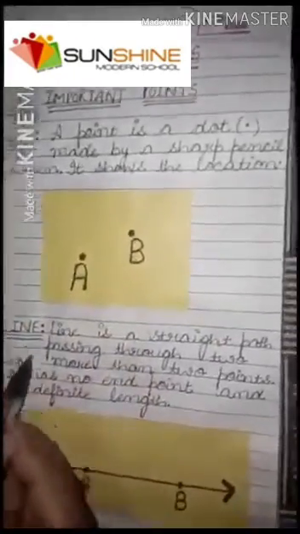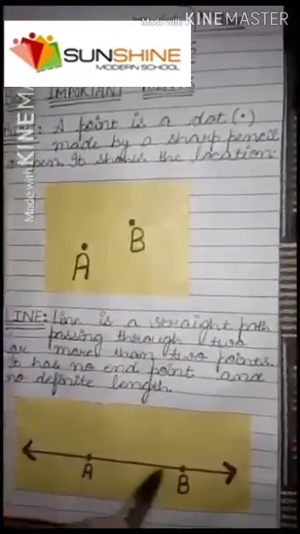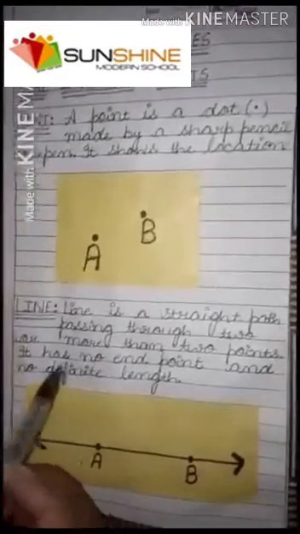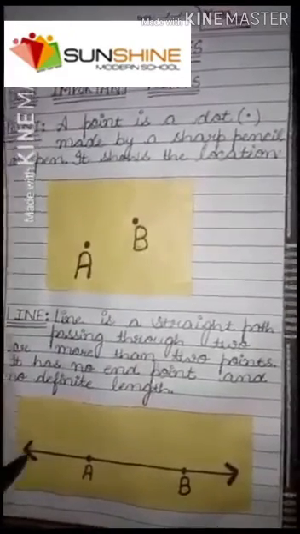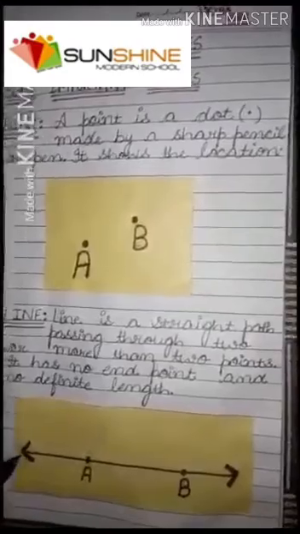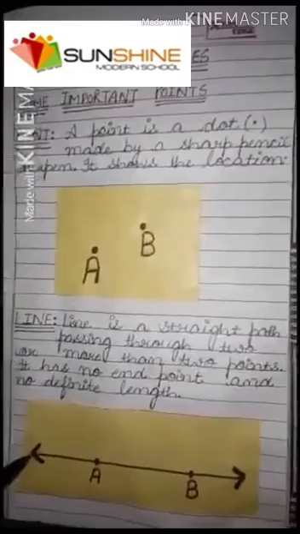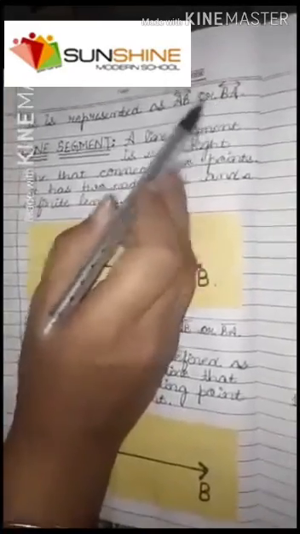Next is line. A line is a straight path passing through two or more than two points. It has no endpoint and no definite length. In this figure we can see that there are arrows marked on both the ends. These arrows signify that this line extends unendingly on both the sides. It is represented as line AB or line BA. We use this particular symbol to signify that it is a line.